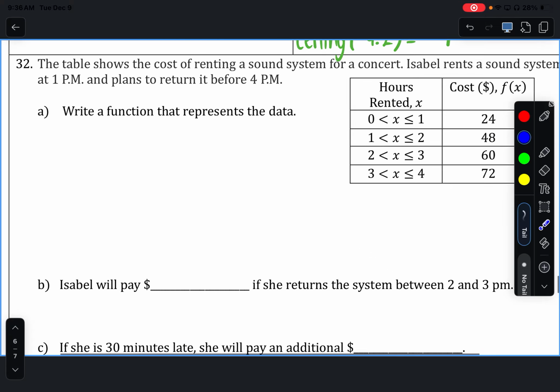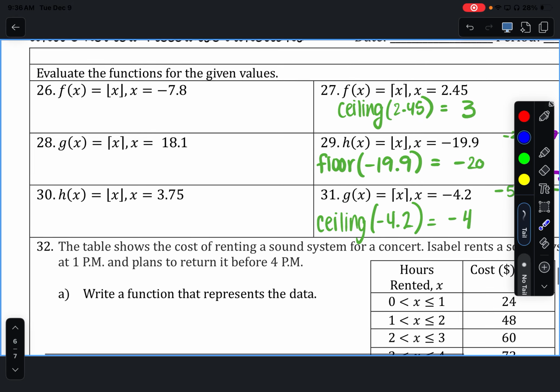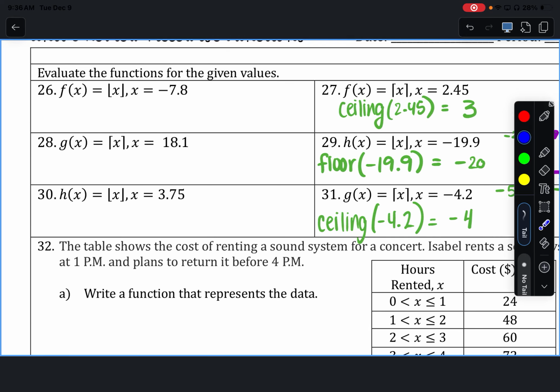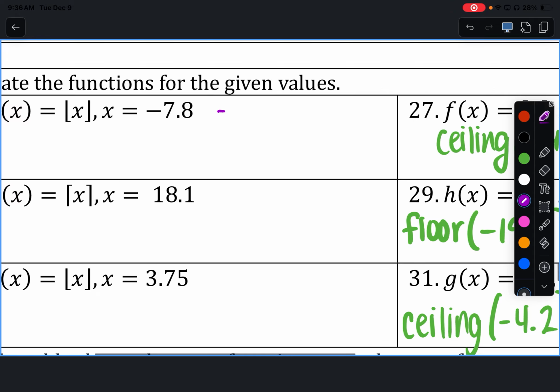Wouldn't 26 be negative 7 because you go down? The number is negative, so you have negative 8 and you have negative 7. Negative 7.8 is between those. So when it's floor, you go down. So negative 8 is the number below it. It just feels weird because if it's 7.8, you do go down to 7. But since it's negative, it has to go more negative.